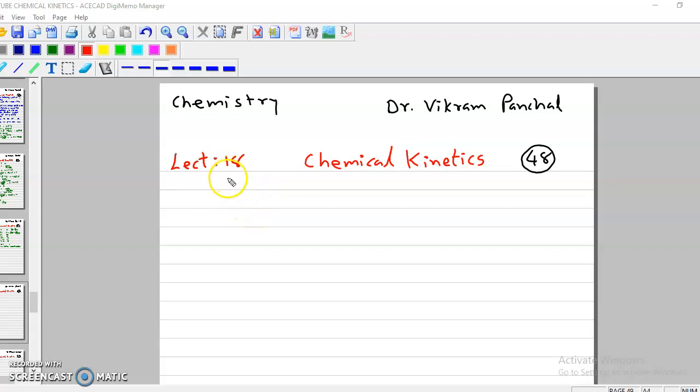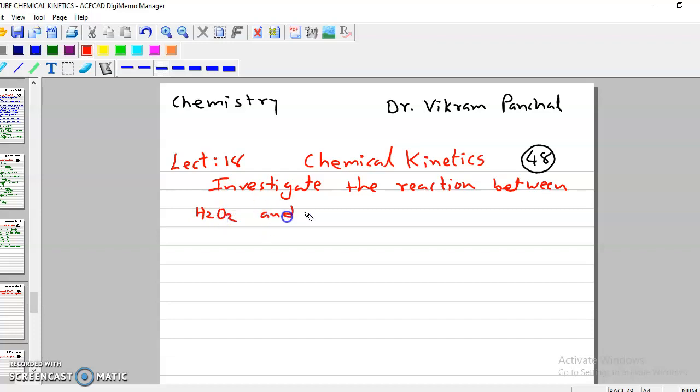We are discussing numericals related to second order reaction. Okay, so investigate one more numerical. Investigate the reaction between hydrogen peroxide and HI.